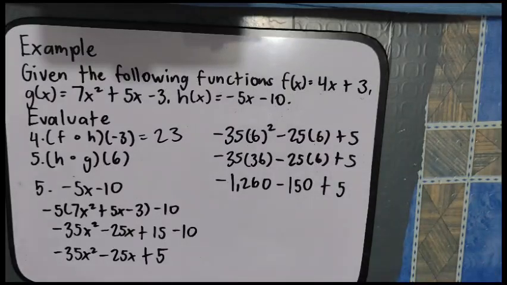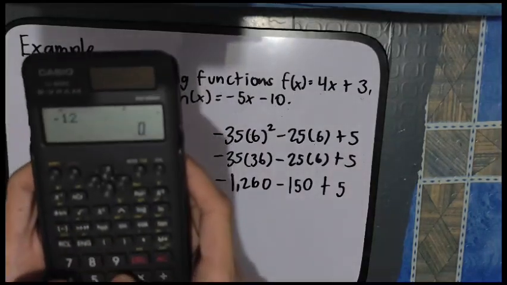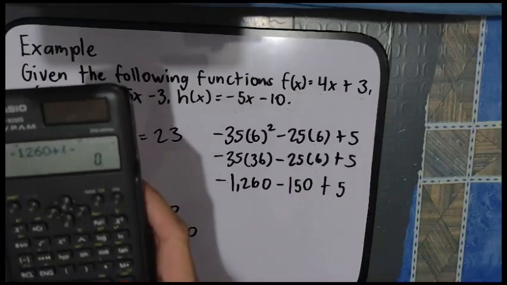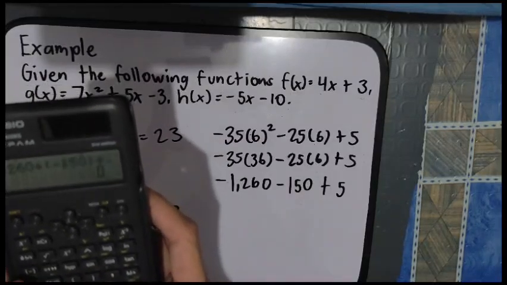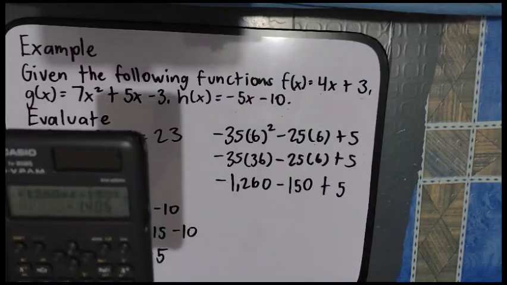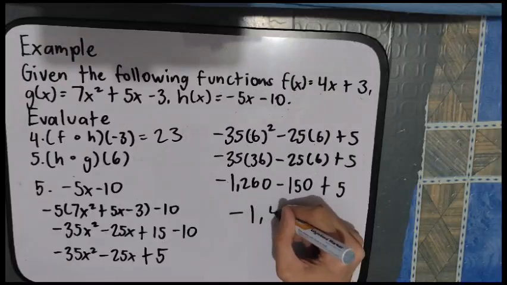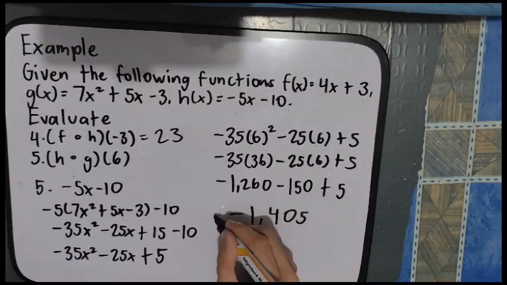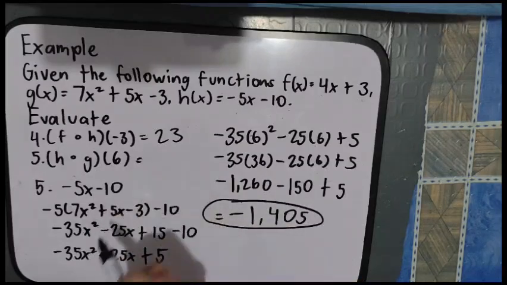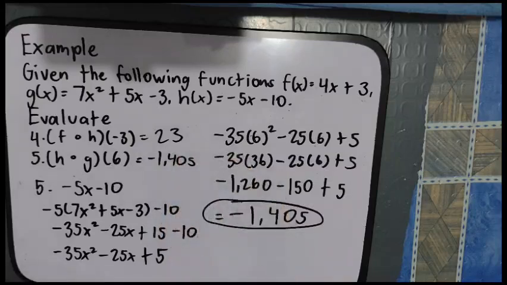After this, we're going to combine the terms. So, negative 1,260 plus negative 150 plus 5. And the answer is negative 1,405. Negative 1,405. And this is your answer for example number 5. Negative 1,405.